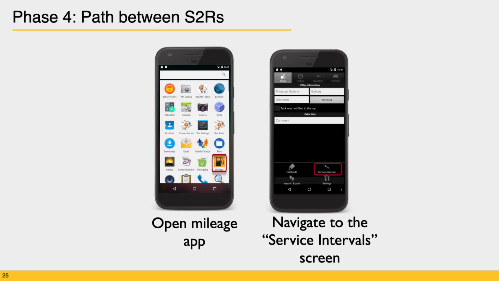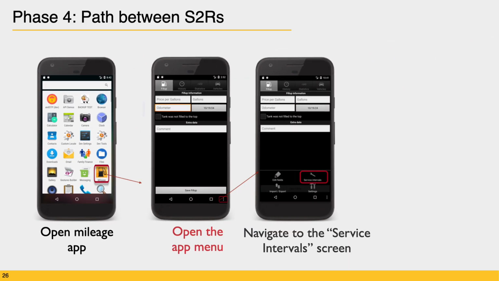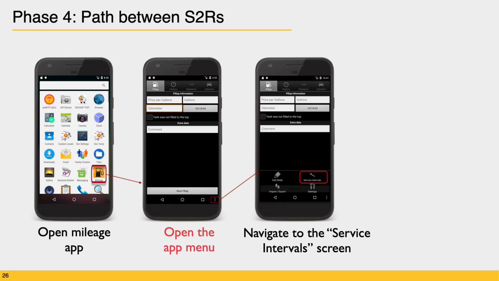We need to identify the path between two S2Rs. Consider there exist two S2Rs, that is, open mileage app and navigate to the service intervals screen. However, the second screen does not appear immediately after clicking on open mileage app. Between those two S2Rs, one step is missing, that is, open the app menu. This step is the missing step between the two S2Rs. Therefore, we annotate the second S2R as MS and consider open the app menu as the missing step here.